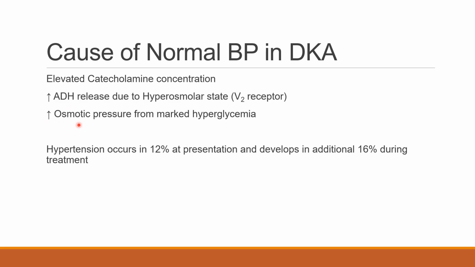Thirdly, there is increased osmotic pressure from marked hyperglycemia. That's why fluid is retained in the intravascular compartment, leading to hypotension not developing in the body. In fact, hypertension is present in 12% of the patients at presentation and develops in an additional 16%, that means 28%, during the treatment of diabetic ketoacidosis. So hypotension or low BP is not as common as one might think in diabetic ketoacidosis patients.